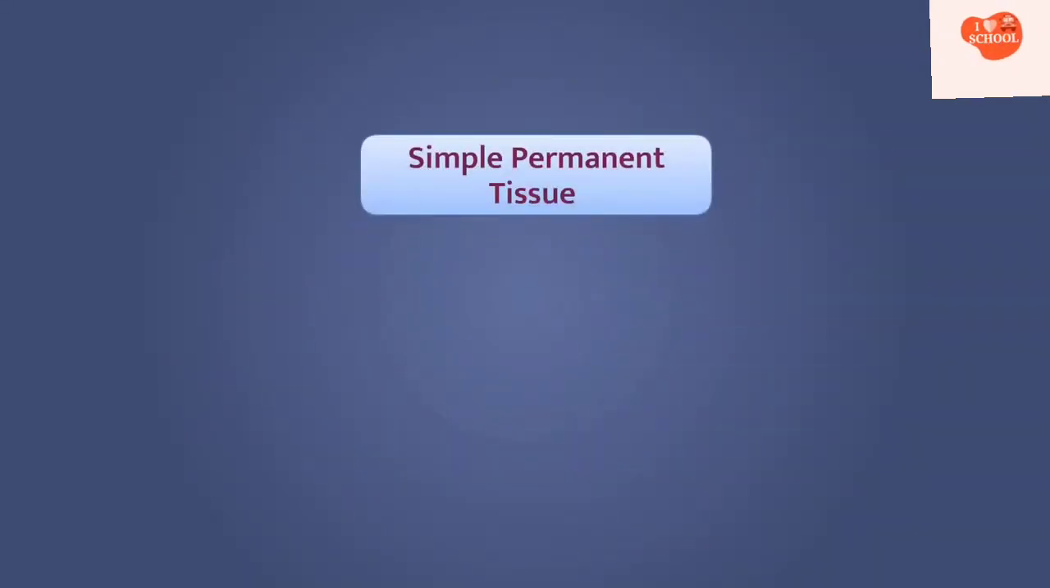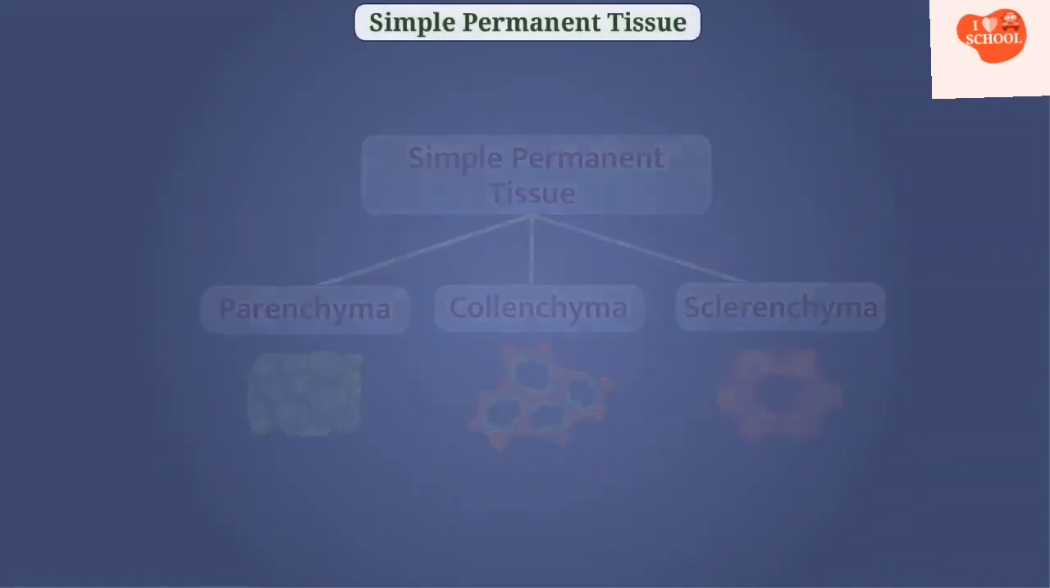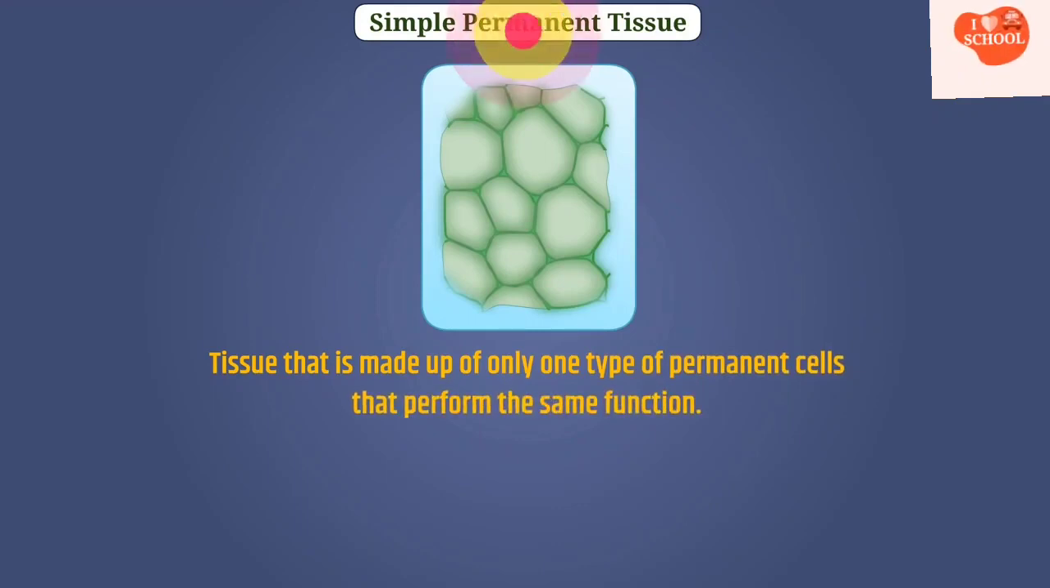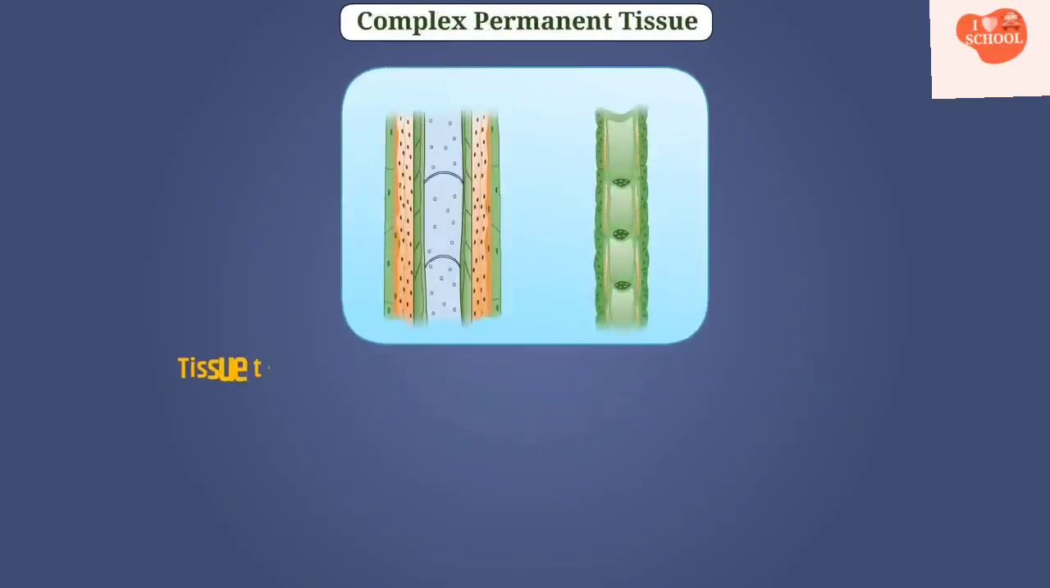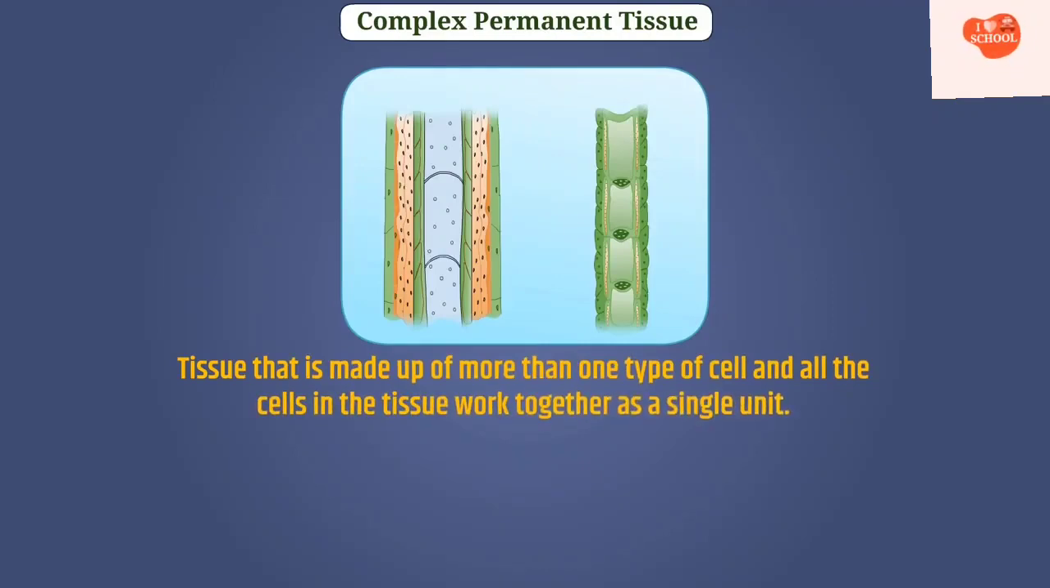In the previous video, we discussed simple permanent tissues and their types. So, let's know about complex permanent tissue in detail. Tissue that is made up of only one type of permanent cells that perform the same function is called simple permanent tissue. In contrast, the tissue that is made up of more than one type of cells and all the cells in the tissue work together as a single unit is called complex permanent tissue. For example, xylem and phloem are complex permanent tissue.